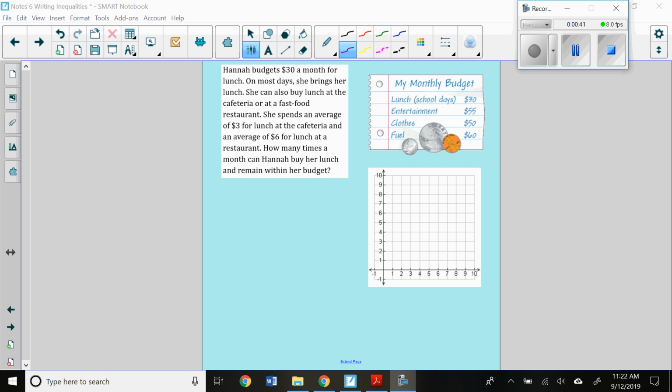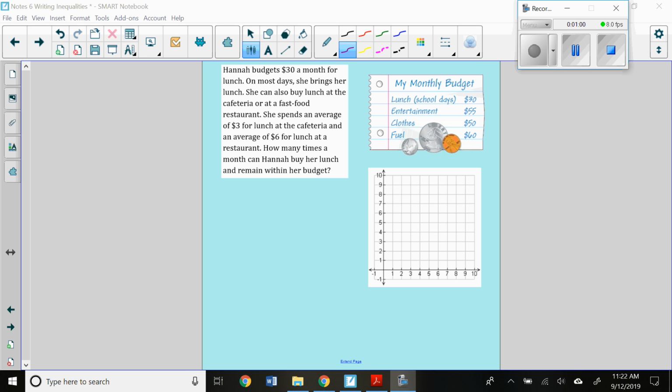So Hannah has a budget of $30 a month for lunch. On most days she brings her lunch. She can also buy lunch at the cafeteria or at a fast food restaurant. She spends an average of $3 for lunch at the cafeteria, an average of $6 for lunch at a restaurant. How many times a month can Hannah buy her lunch and remain within her budget?